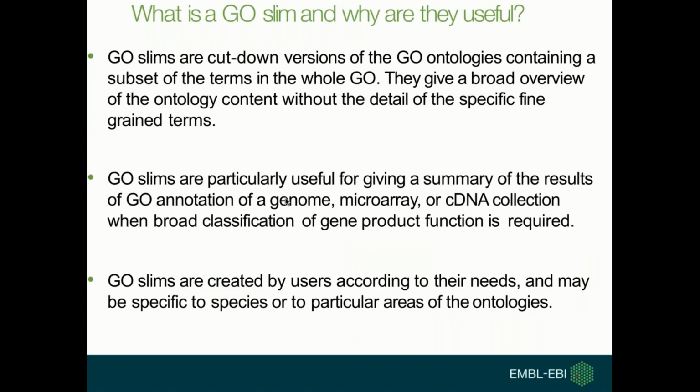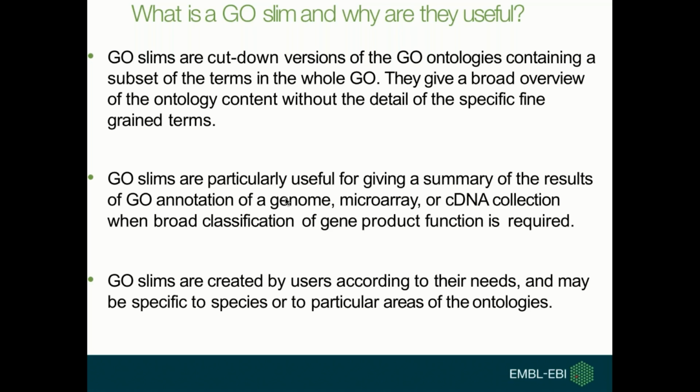So GO Slims are cut down versions of the GO ontologies containing a subset of the terms in the whole GO. They give a broad overview of the ontology content without the detail of the specific fine-grained terms. So we're going for GO terms that are not too specific, but specific enough to get us a general overview. And they're very useful for giving you a summary of the GO annotation to a particular genome, a microarray or a cDNA collection, when you need these broad classifications to help you figure out what a gene product will be doing. And GO Slims are always created by users according to their needs, and they can be specific to a particular species or to a particular area of the ontology.